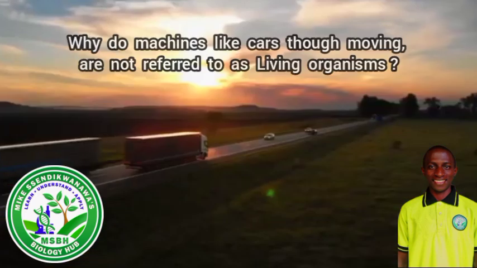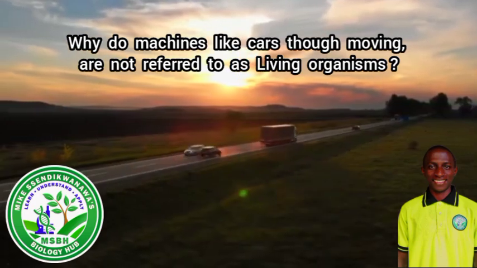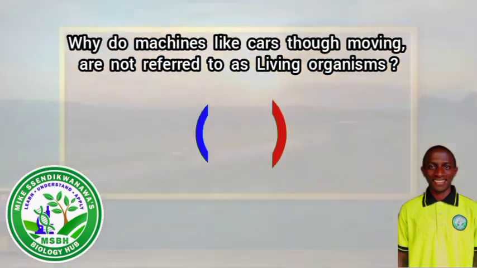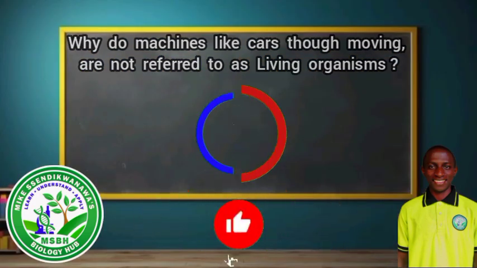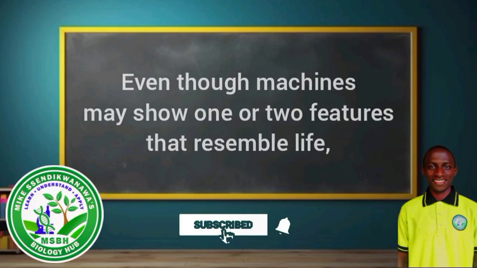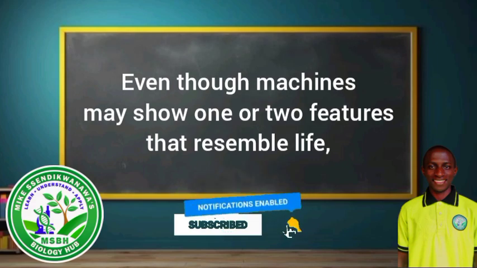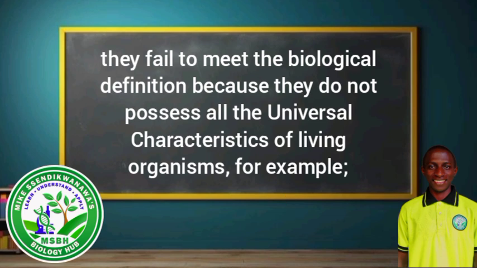Question: why are machines like cars, though moving, not referred to as living organisms? Here's the response. Even though machines may show one or two features that resemble life, they fail to meet the biological definition because they do not possess all the universal characteristics of living organisms.